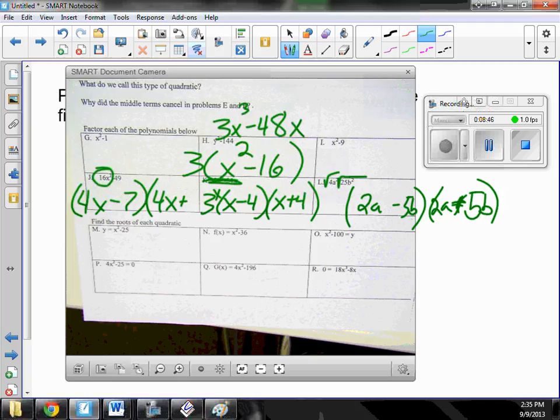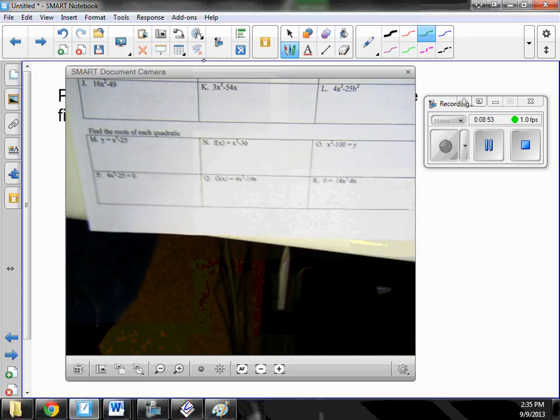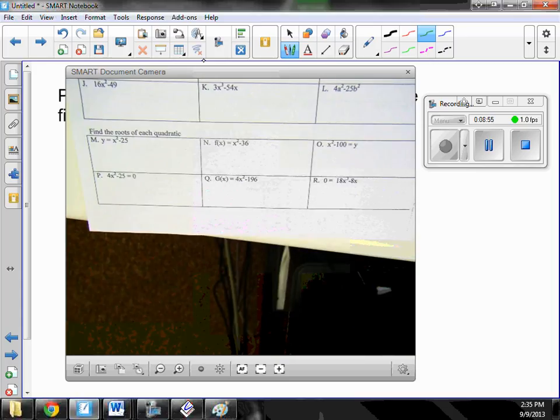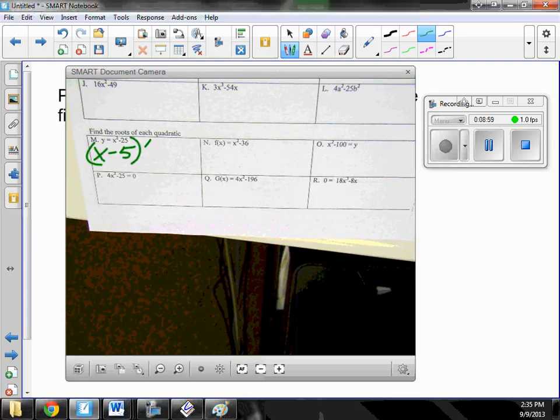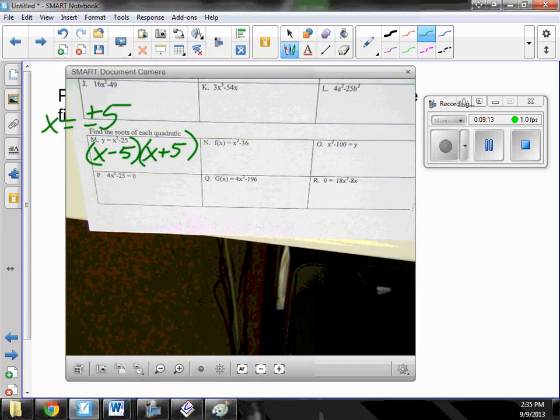On the next 6, we're going to go one step further and find the roots. So this factors into x minus 5 times x plus 5. What are the roots there? Positive 5 and negative 5. But I'm lazy. So I'm just going to write plus and minus 5. And that takes care of both answers.